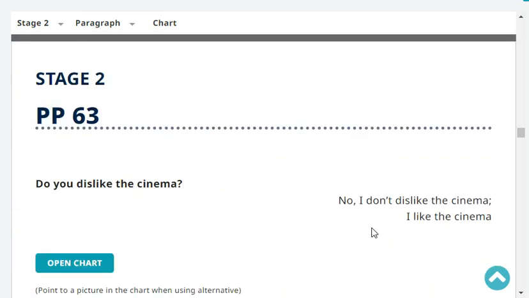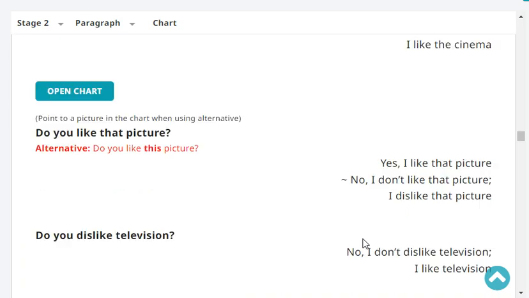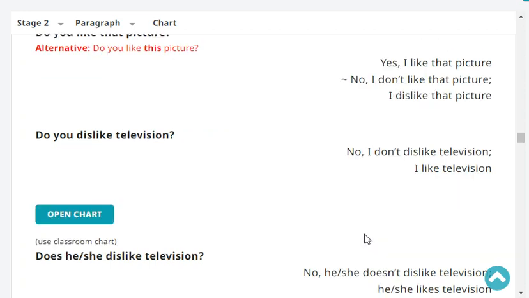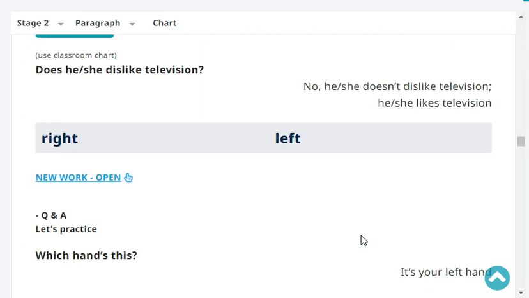Very good. Do you dislike the cinema? No, I don't dislike the cinema. I like it. Very good. Do you like that picture? Yes, I like that picture. Very good. Do you dislike television? No, I don't dislike television. I like television. Very good.